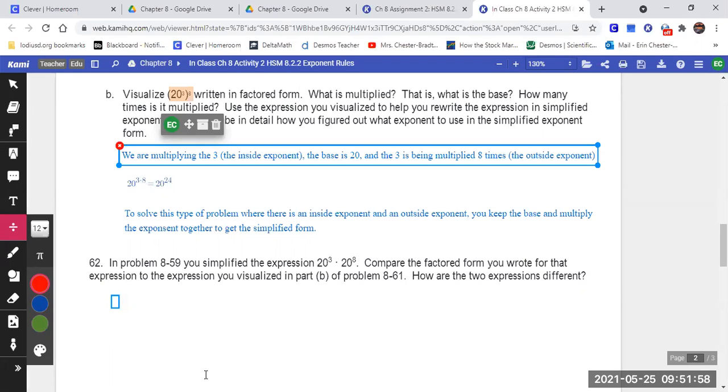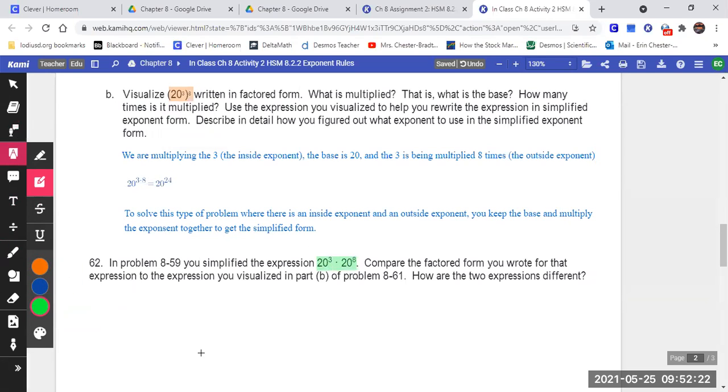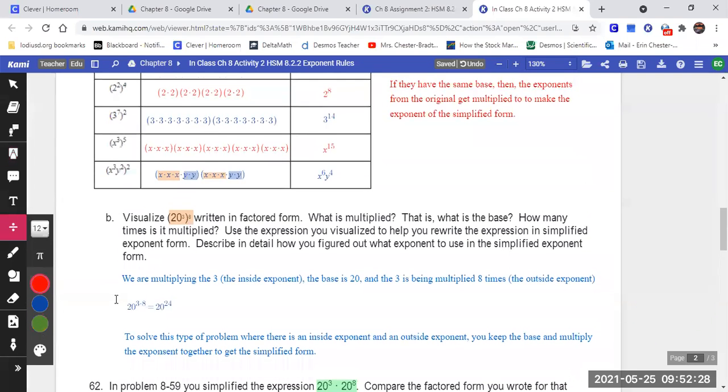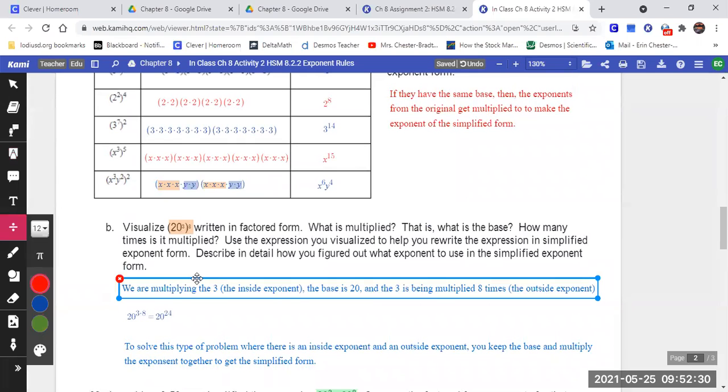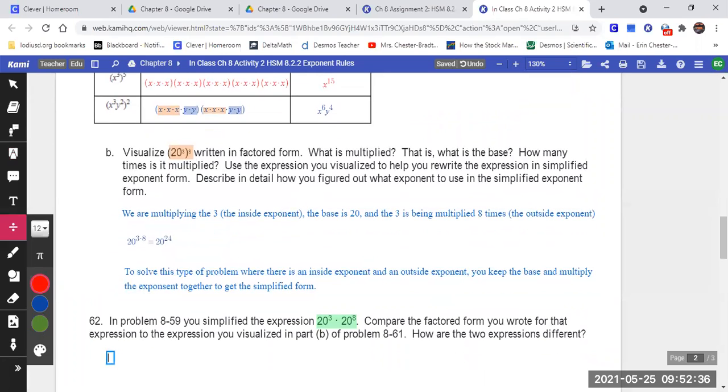How would I show the expanded factored form of 20 to the third power to the eighth power? I want to expand this one first because we're comparing to this one here. So first we expand this one that's in orange. Then we're going to expand this one that I'm putting in green. Okay, so how would we expand the one that's orange? Just like we did on the table, show me how to expand the one we did right here in orange. How can I rewrite that?